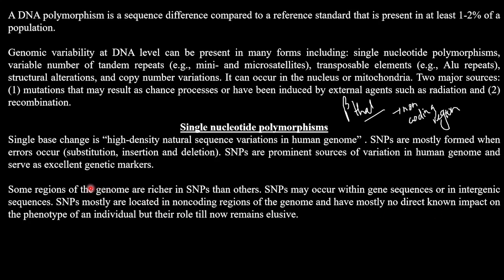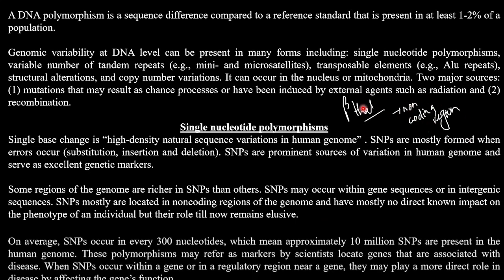Again, some regions are very sensitive to SNPs and some are not. For example, if we talk about mitochondrial DNA, that is more susceptible to polymorphism because it is near the reactive oxygen species that are produced in the mitochondria. So the mitochondrial genome is more susceptible to SNPs compared to genomic DNA. Mostly they are located in the non-coding region, so there is no direct impact, but sometimes even in the non-coding region, they can lead to a disease like beta thalassemia.